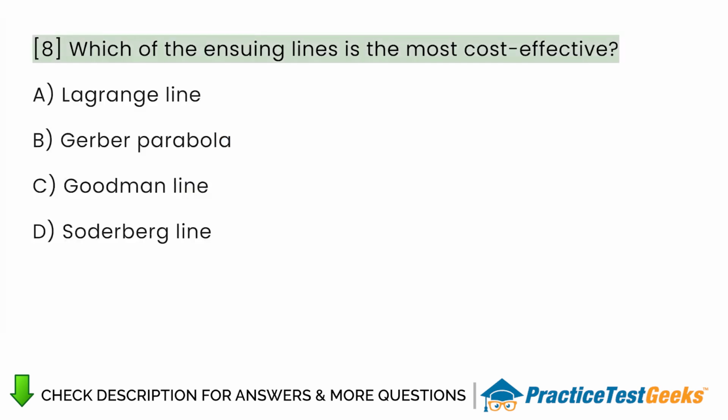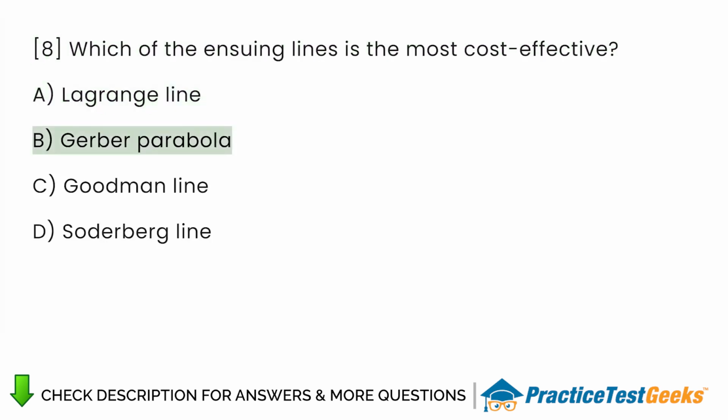Which of the ensuing lines is the most cost-effective? A. Lagrange line. B. Gerber parabola. C. Goodman line. D. Soderberg line.